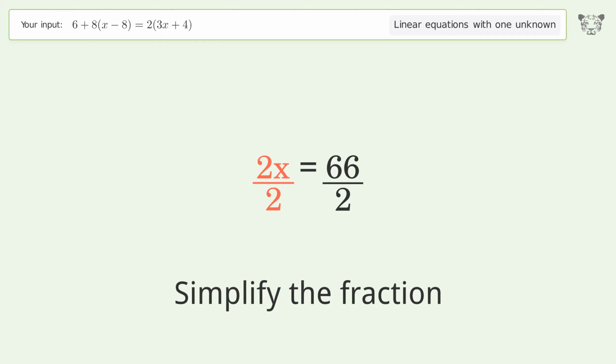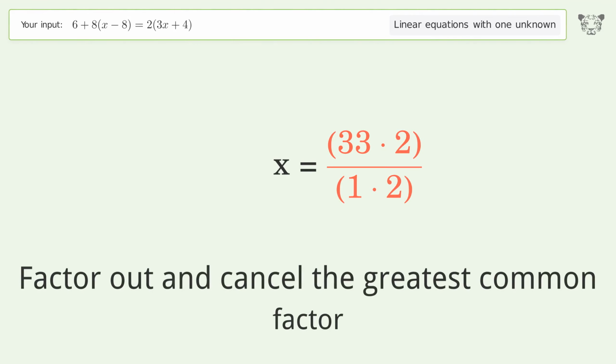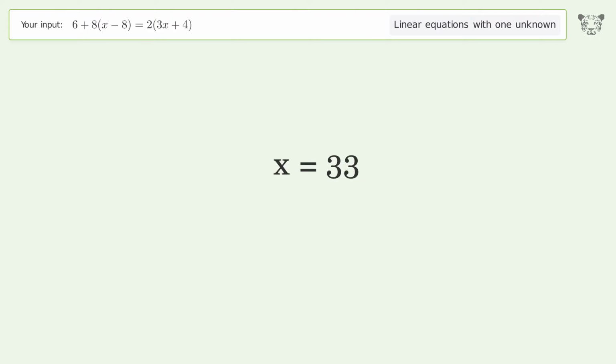Simplify the fraction. Find the greatest common factor of the numerator and denominator. Factor out and cancel the greatest common factor. And so the final result is x equals 33.